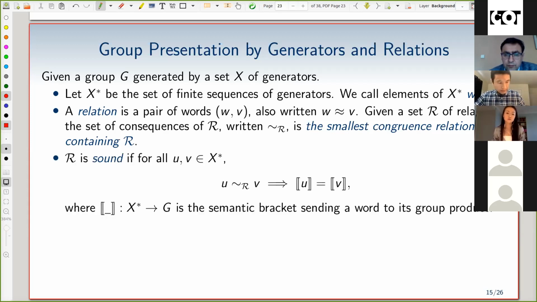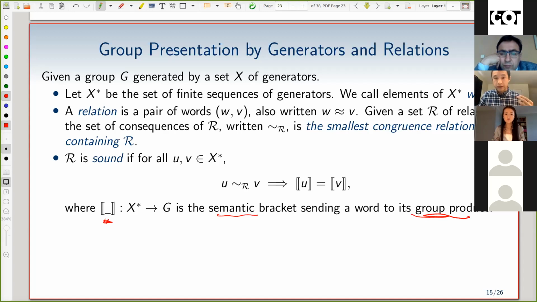And we can define soundness. Given a set of relations R, we say R is sound if all the consequences are true. By true, I mean because right now all the words are sequences of generators, you can form the product. So we have a semantics for that word: just send the sequence of generators to their product, to the group product here. So we have the semantic bracket.